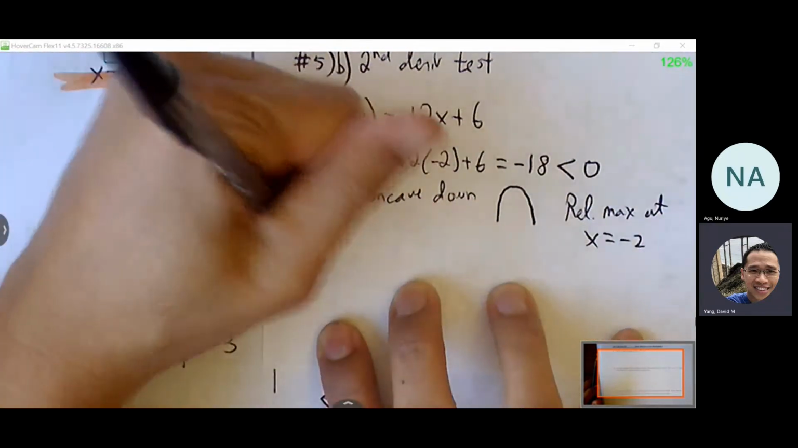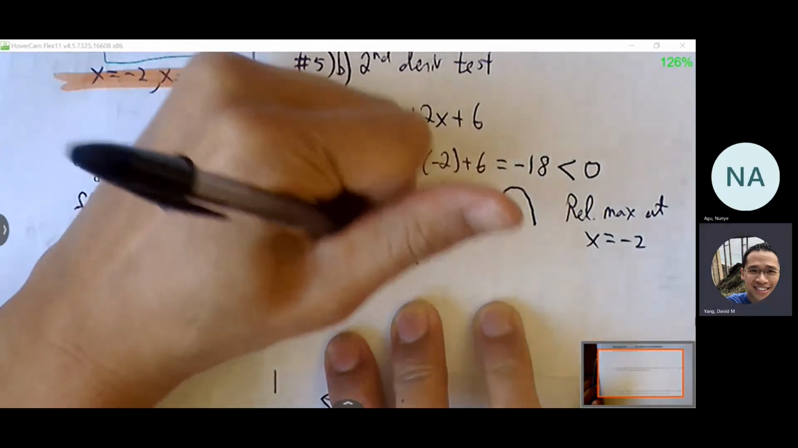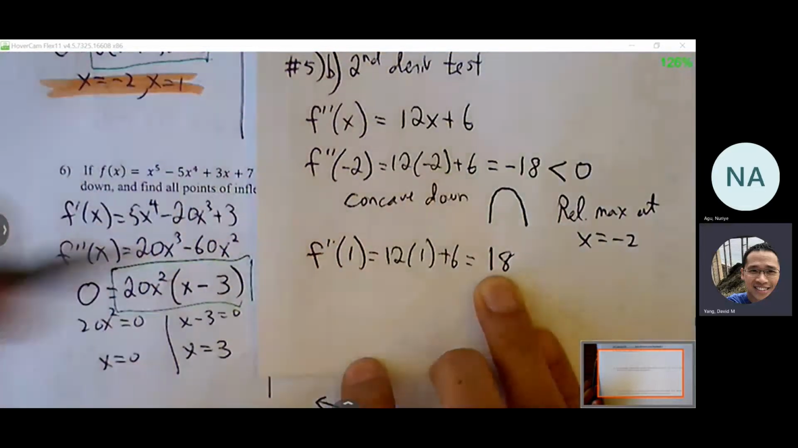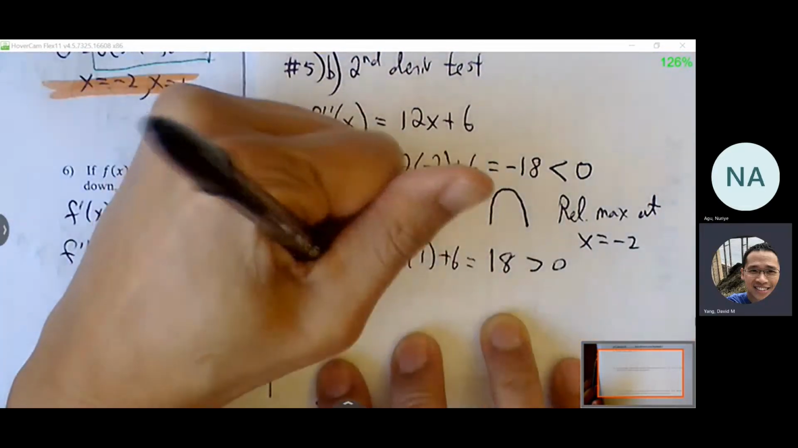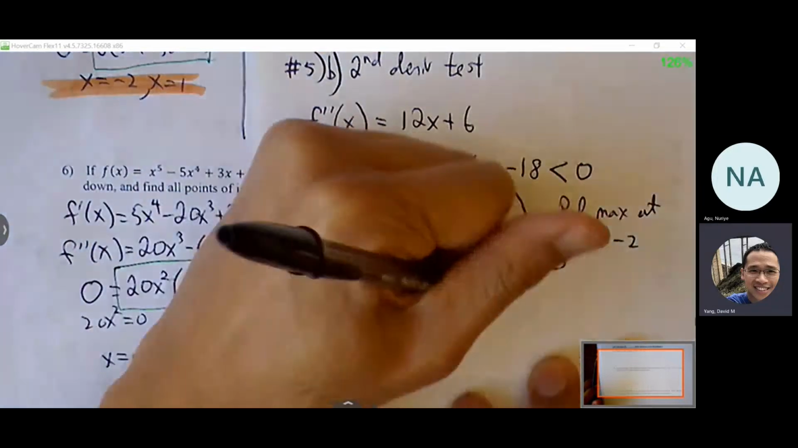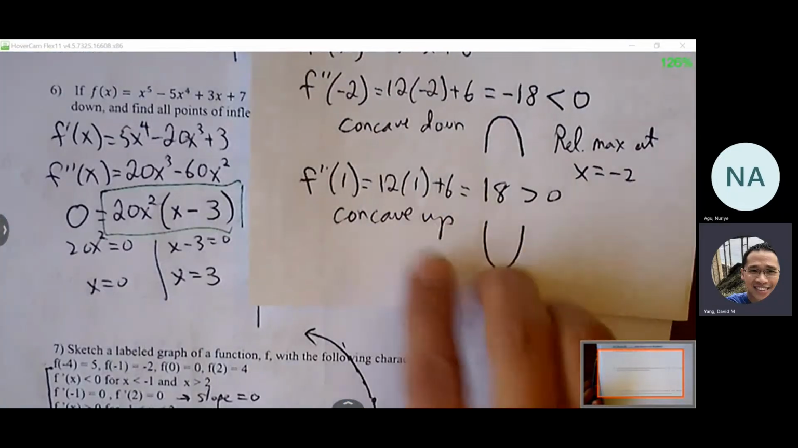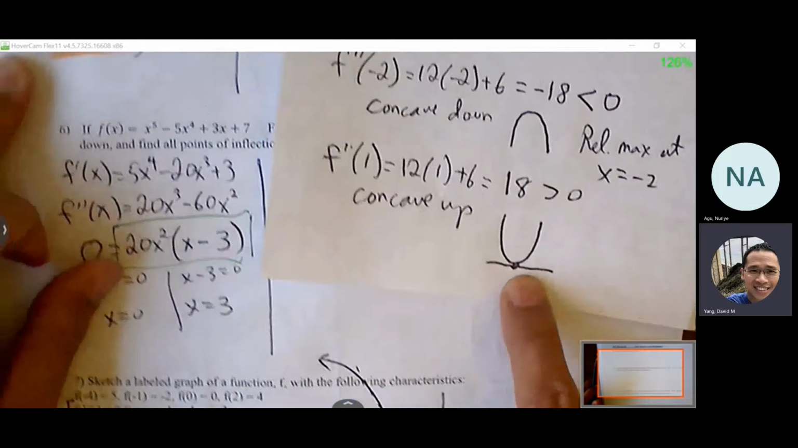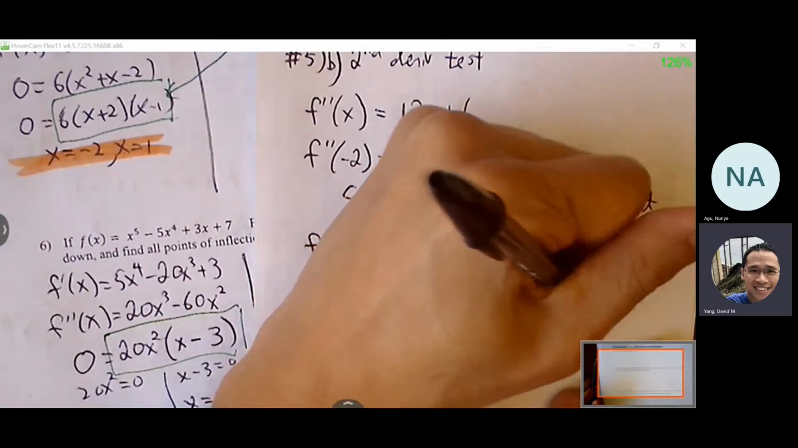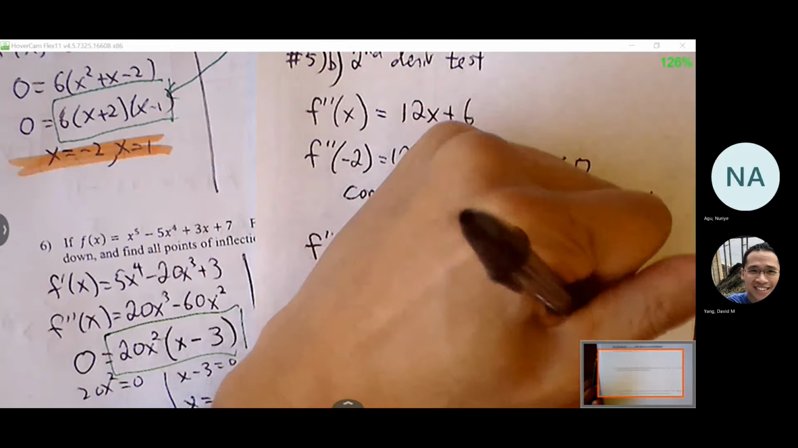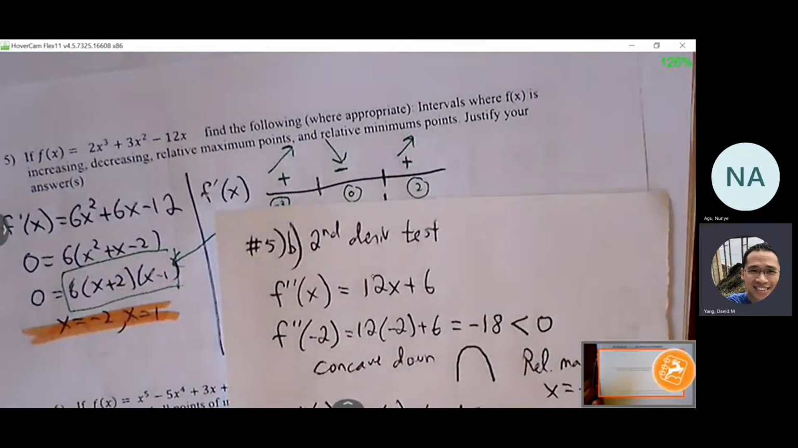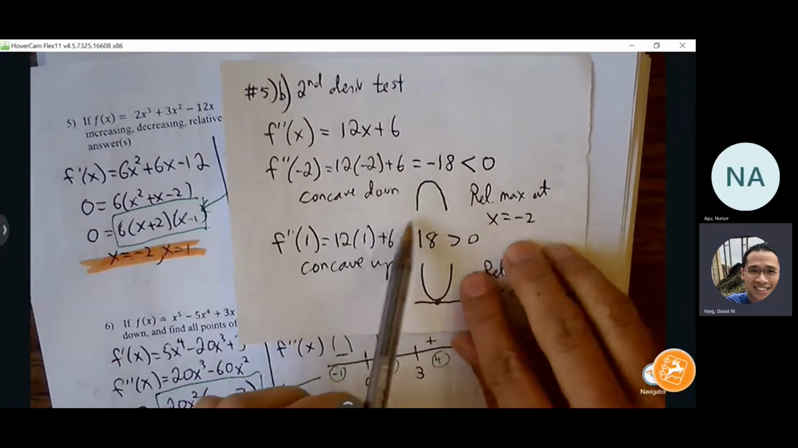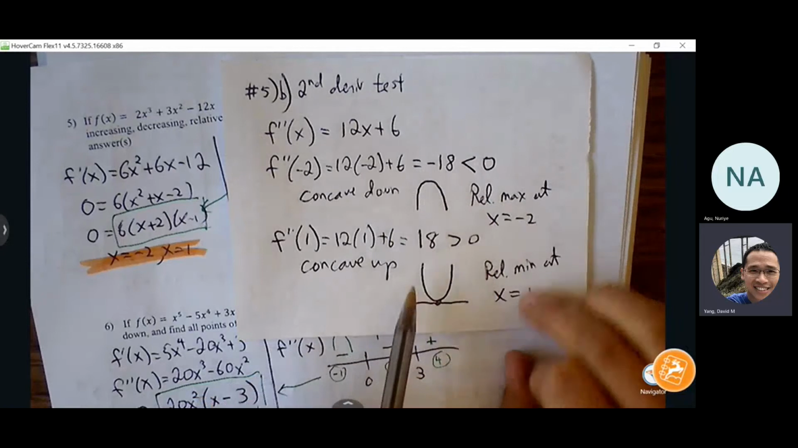Okay. Let's test one, f double prime of 1. Plus 6 is 18. That's a positive number because, yeah, concave up. That's right. Concave up looks like this. If you can draw a concave up graph, you should be able to convince yourself that there's no way this can be a relative max. Wow. Has to be a relative min. Okay. Consistent with number 5, right? Relative max at negative 2, relative min at 1.